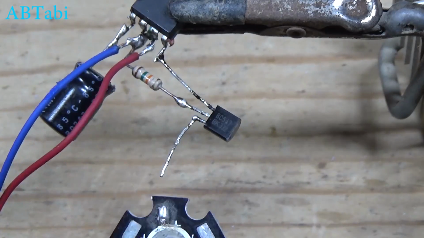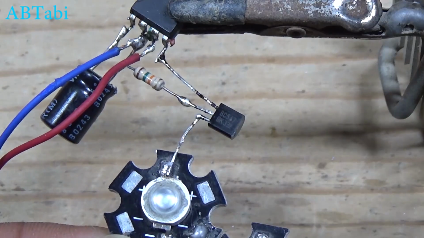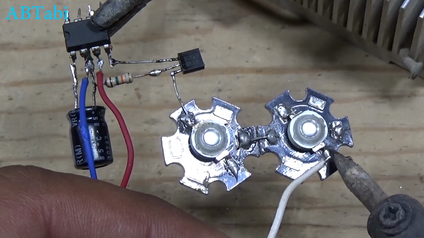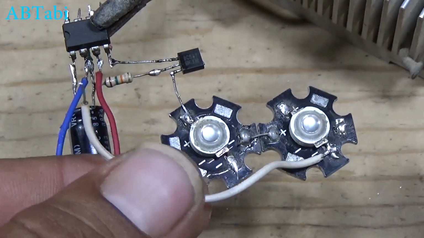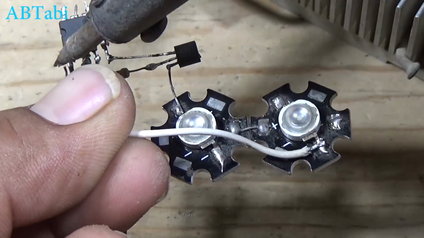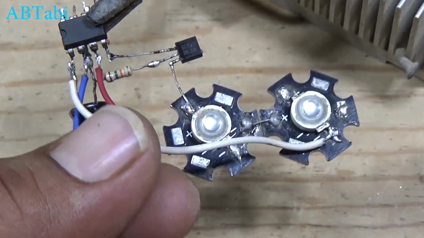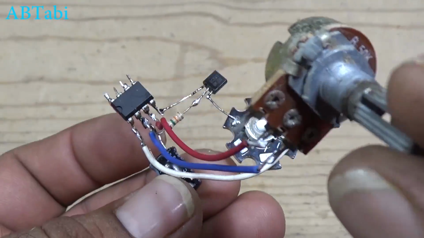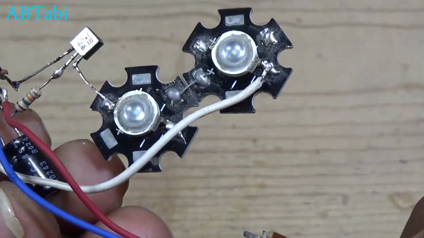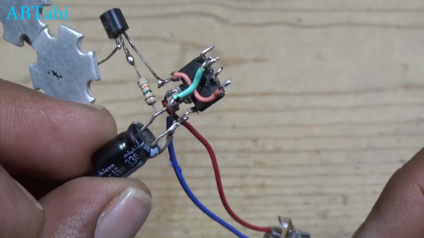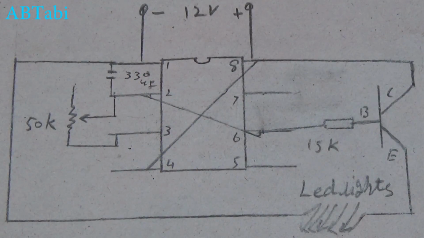The LED light positive side connects with the transistor emitter, and the LED negative side connects with IC pin 1 or the negative battery supply. Our circuit is complete according to this diagram.